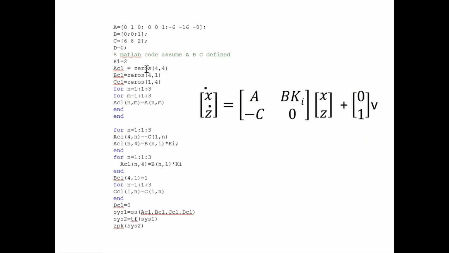Because we've made it zeros at the start, we'll just put a 0 in the end. So that's filling up the C matrix for me, and DCL is 0. And then we use the standard command SS to enter the closed loop state space equations. And if we do a TF command and a ZPK, we can look at the closed loop transfer function from that code. So that's the overall code.